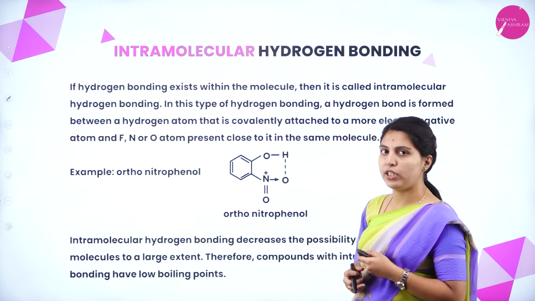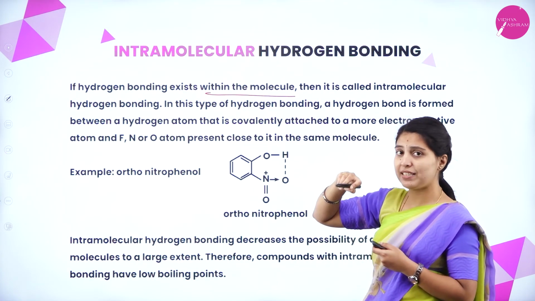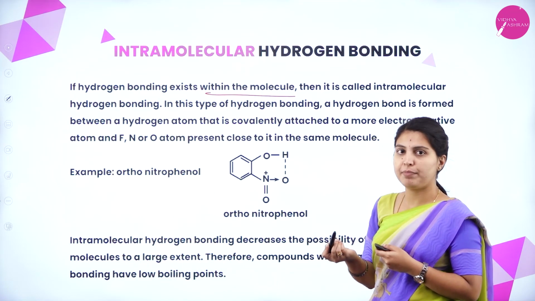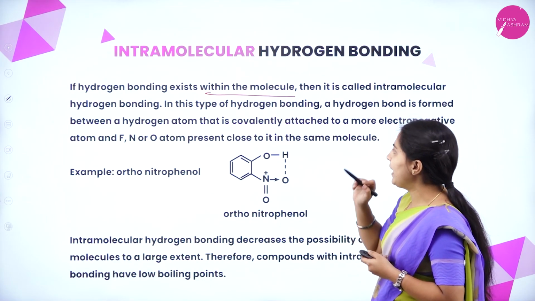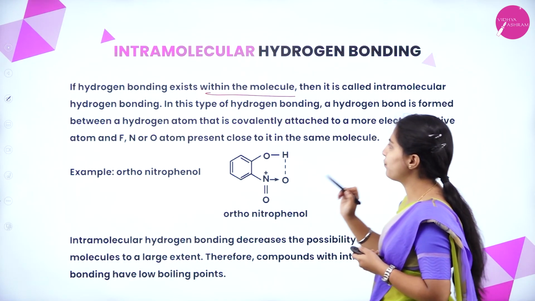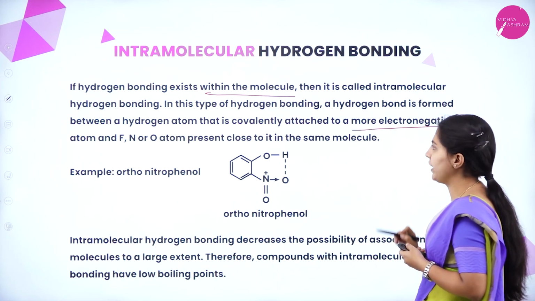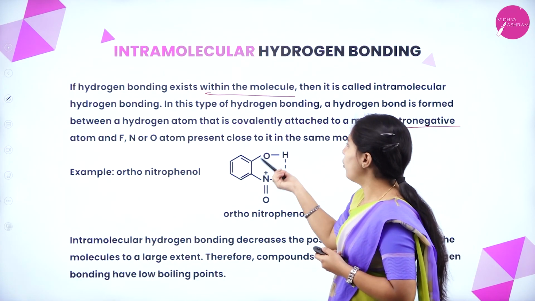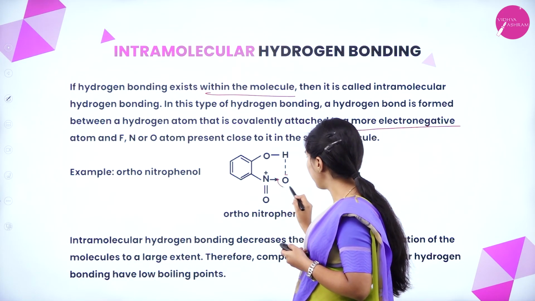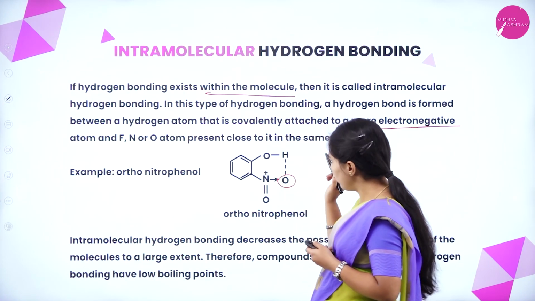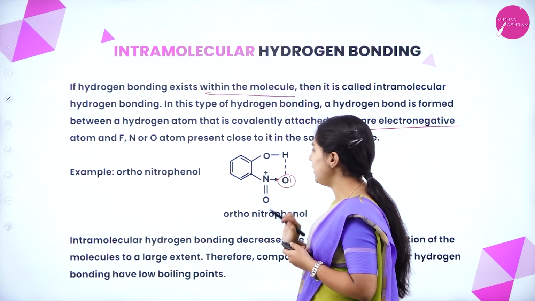Next one, intramolecular. If the hydrogen bonding exists within the molecule, that is intra. Between the molecules, that is called inter. Then it is called intramolecular hydrogen bonding. In this type of hydrogen bonding, a hydrogen bond is formed between a hydrogen atom that is covalently attached to a more electronegative atom. It is a little bit different. A more electronegative atom is present close to it in the same molecule. Okay. See here, this is more electronegative. This is also electronegative, but it has fewer electrons here. Within the molecule, it has been taking place.